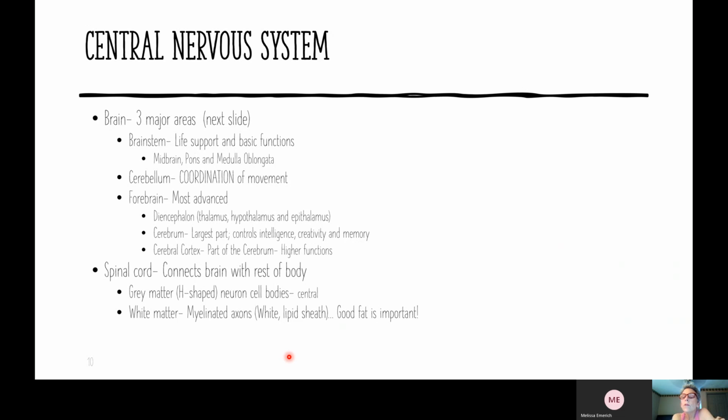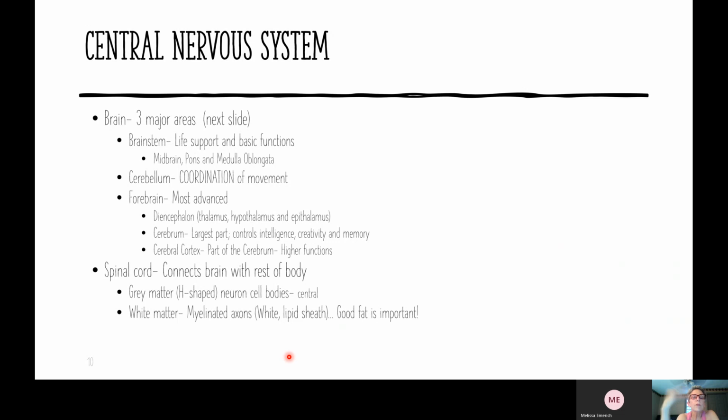That's all part of the brainstem. Then the cerebellum is responsible for the coordination of movements, and that's at the bottom, the back part of the brain. And then the forebrain is the top, and that's the most advanced section. That includes the diencephalon, the cerebrum, which is the largest part that controls our intelligence, creativity and memory. And then the cerebral cortex, which is part of the cerebrum, the higher function, like the executive functions and such.